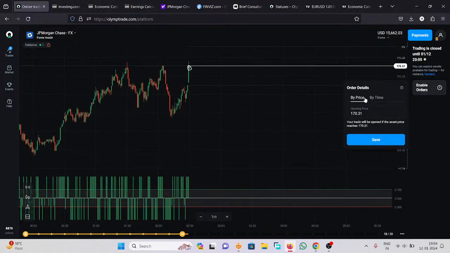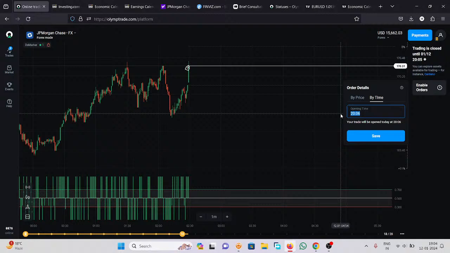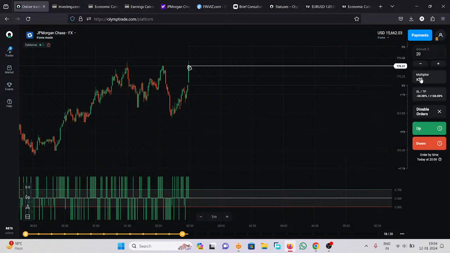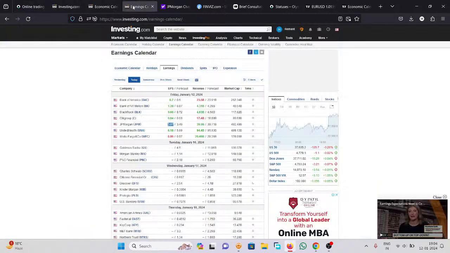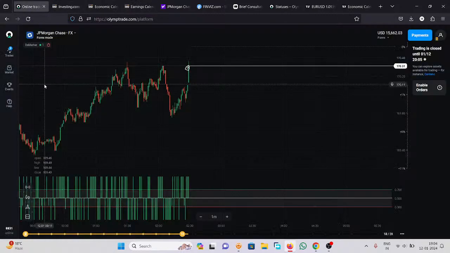There is no need to open the trade by the price, however you can open by the time. So the American market is going to be open as per Indian Standard Time, 8 hours 6 minutes. So you can create your own deal, and if you feel that it's going up, then you can trade accordingly.